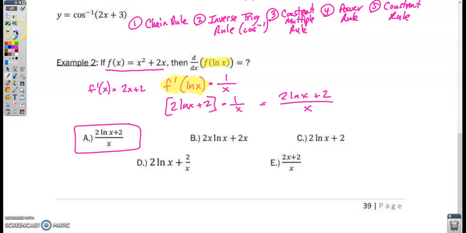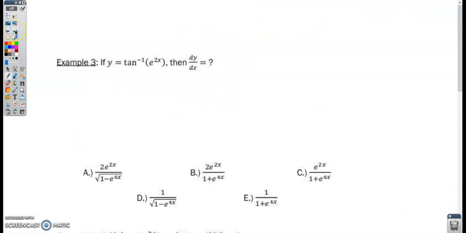All right, next example. If y equals the arctangent of e to the 2x, then dy dx equals what? Okay, so again, we're going to have to apply the chain rule in taking the derivative of this. So we're going to start with the outside function, the arctangent. The derivative of the arctangent is 1 over 1 plus whatever is inside squared. And then applying the chain rule, I'm going to multiply that times the derivative of the inside.